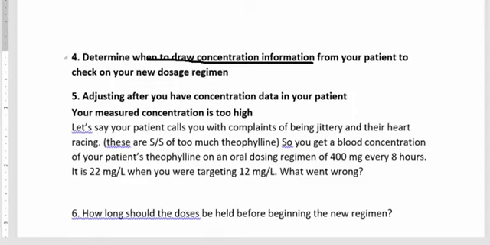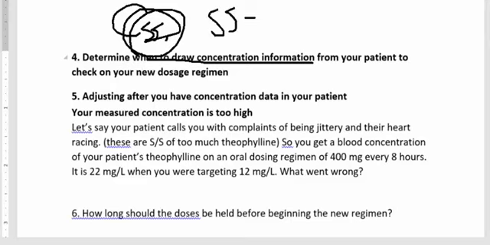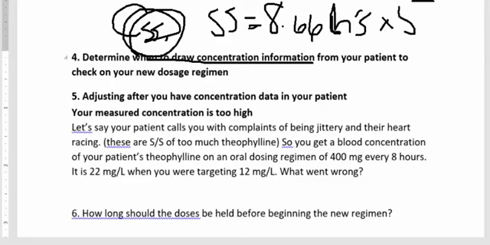Again, it depends on how critical the patient is, but for the most part, we're really not going to be able to evaluate that Css until we're at Css. So when does steady state occur? We already talked about 5 half-lives. His half-life was 8.66 hours, so 8.66 times 5 is 43.3 hours. So we're going to need to wait at least 2 days, aren't we?